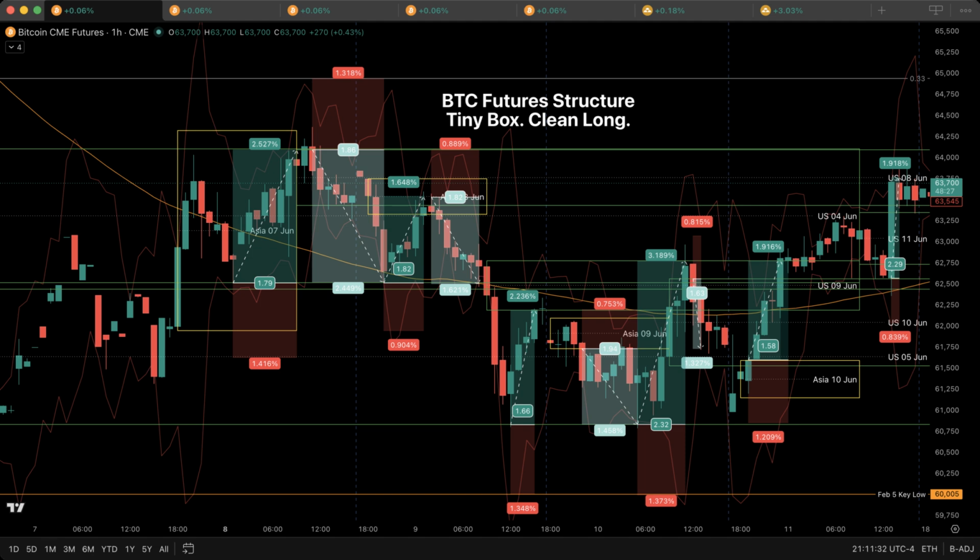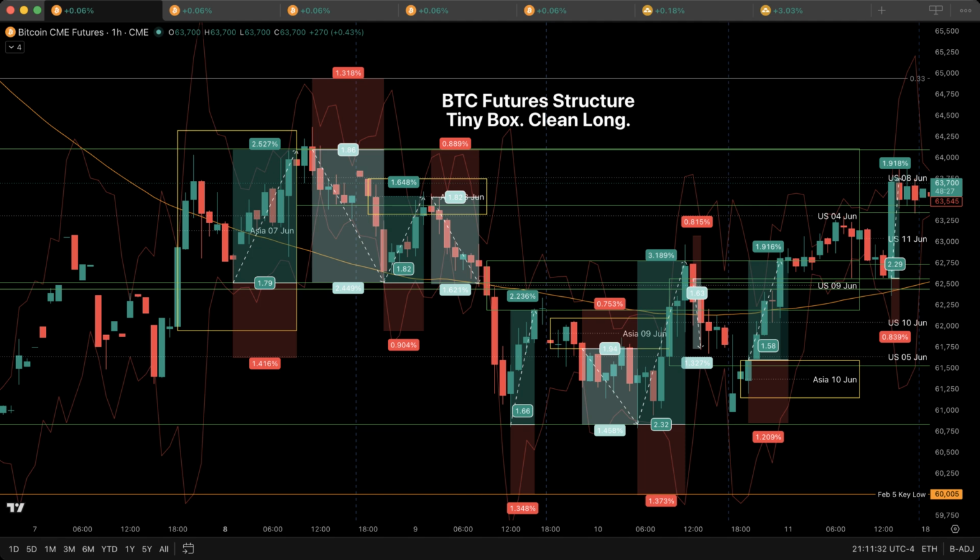Price falls into the line. It cannot break lower. Reaction turns up. Distance starts to open upward. Then the long becomes active. The stop sits at June 10th US session midpoint. That stop protects the trade without giving too much room.